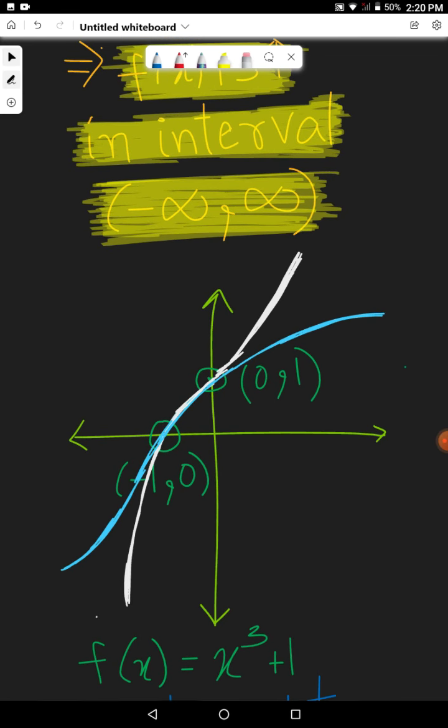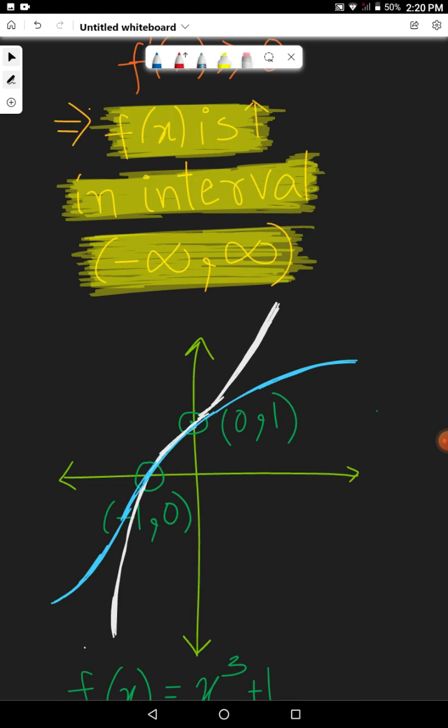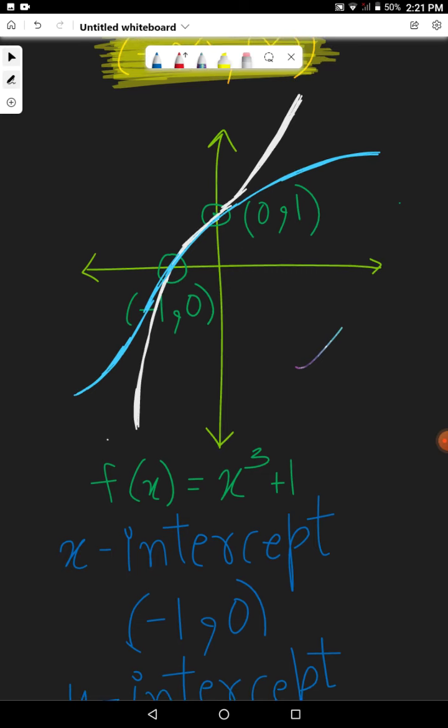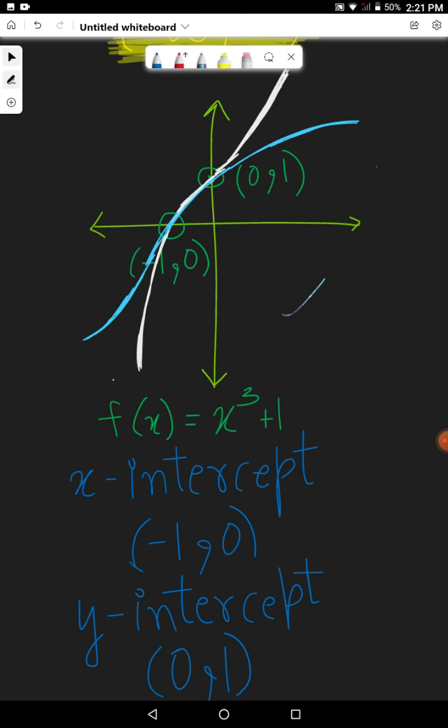Now, using all this information which we have got till now, we can sketch the graph of the function. So this will be the graph. First of all, you will be deriving the x-intercept and y-intercept. Let me tell you what the x-intercept is. The x-intercept is a point on the x-axis through which the curve passes.